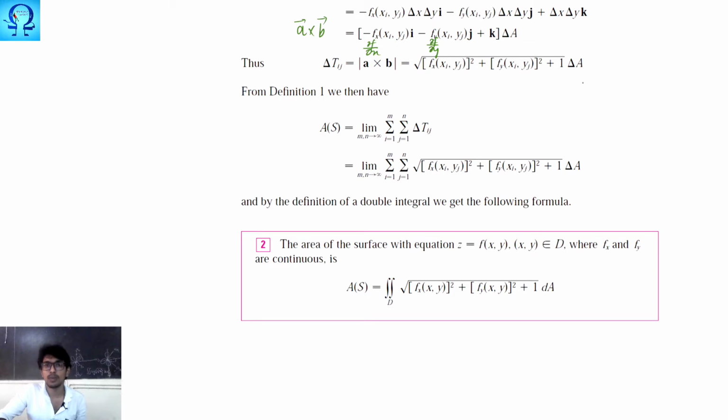Okay, so multiply with this quantity. Here this delta a is a scalar, that is why it remains there as it is. Now we put these things into the definition, and when you take m, n approaching infinity, these are very small things, so you are going to convert your summation into an integral form. So this is the formula to calculate the surface area.